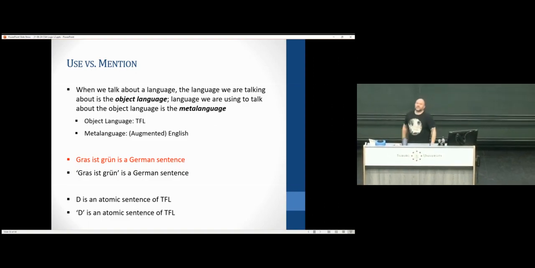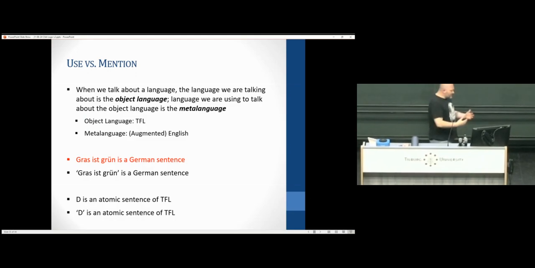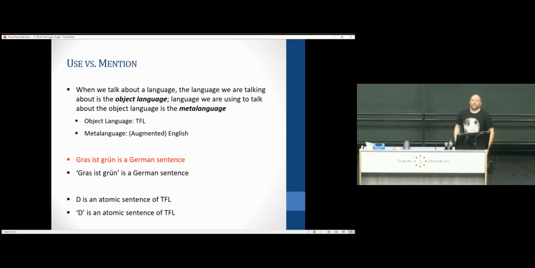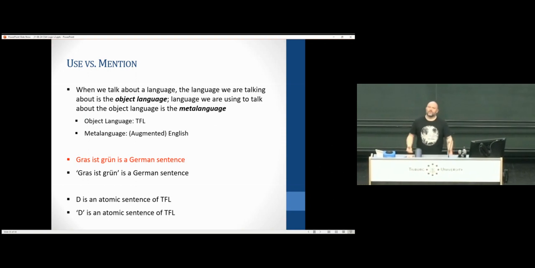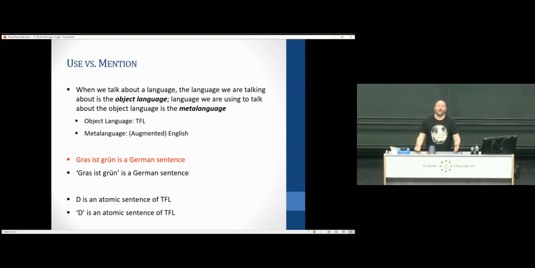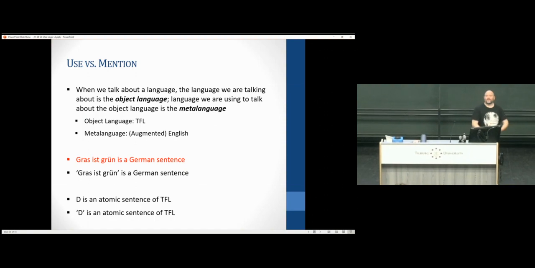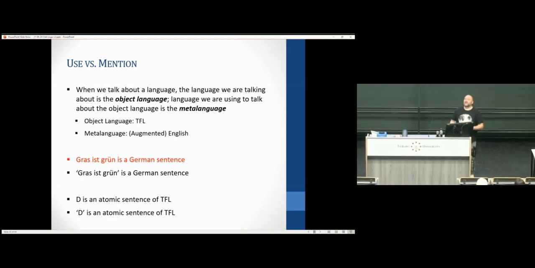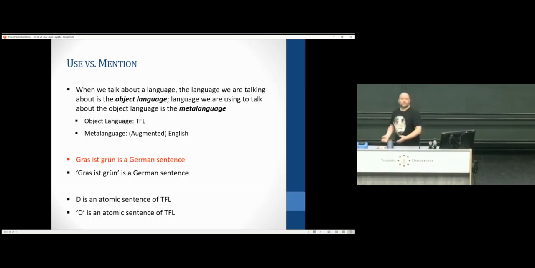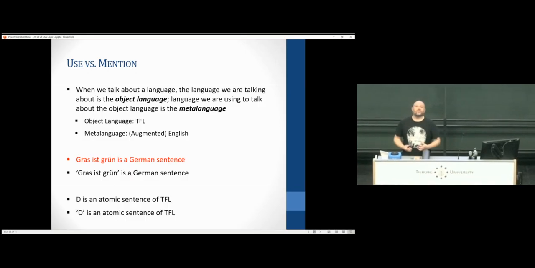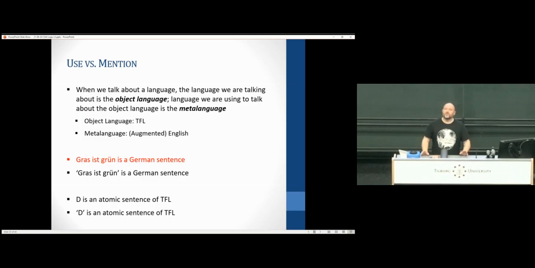We can extend this, and in fact, think about languages. When we talk about a language, the language we are talking about, we'll call the object language. It is the object of conversation. It is the target that we're talking about. Then the language that we're using to talk about that is our meta language. If you think about today's lecture, the object language has largely been TFL, truth functional logic. The meta language that we've been using, that I've been using to teach you, is English.